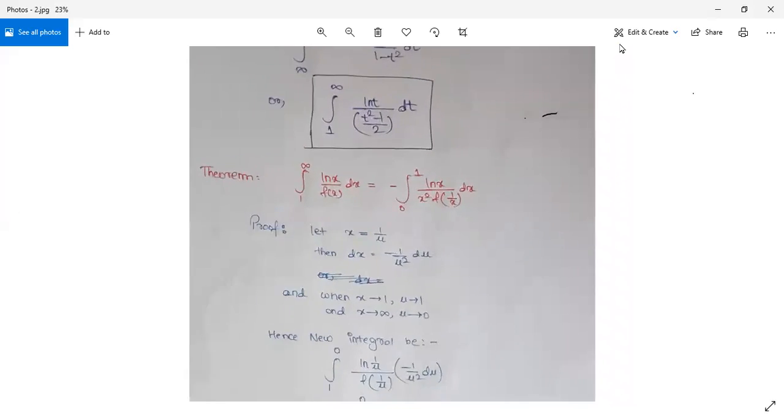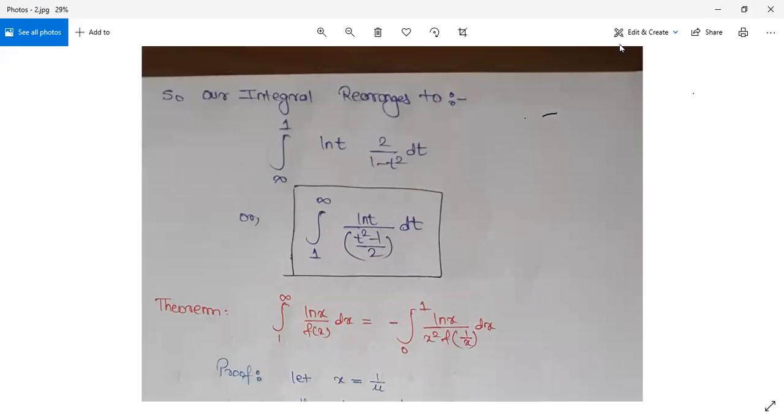Now, our original integration from 0 to infinity of natural log of (e^x + 1) divided by (e^x - 1) changes to integration from infinity to 1 of natural logarithm of t multiplied with 2 divided by 1 minus t square dt. All right, so now the integral which we need to solve is integration from 1 to infinity of natural log of t divided by (t square minus 1) by 2.